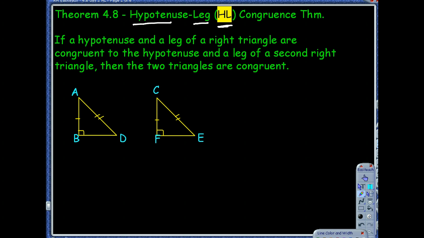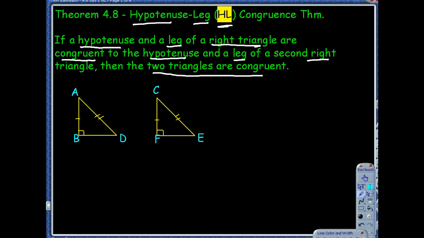And a leg, we know legs are also involved in a right triangle as well. This is something we even talked about in section 1. So the fact that it's called the hypotenuse-leg congruence theorem probably means it involves hypotenuse and leg, right? Okay, so let's read it. It says, if a hypotenuse and a leg of a right triangle are congruent to the hypotenuse and the leg of another right triangle, then the 2 triangles are congruent.